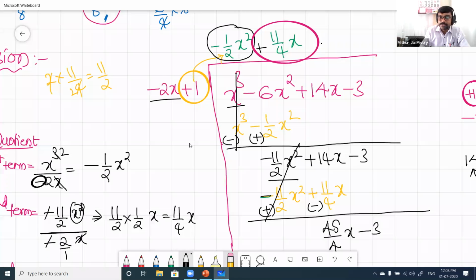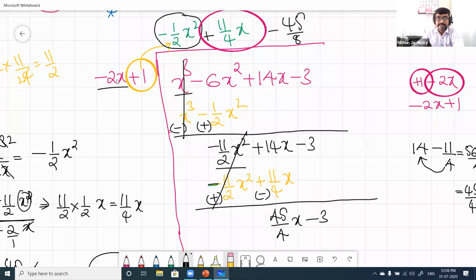So minus 45 by 8. This is the third term which we are getting, right? Now what we have to do? Multiply this minus 2x into minus 45 by 8. Minus into minus is plus, cancel. 2 ones are 2, 4s are 4. That means we will get 45 by 4x.